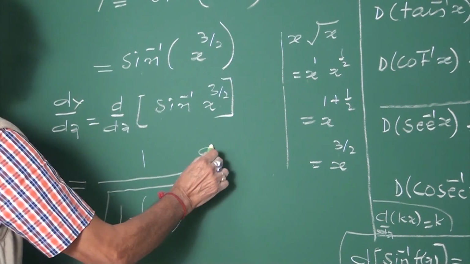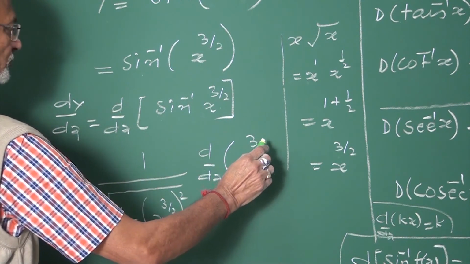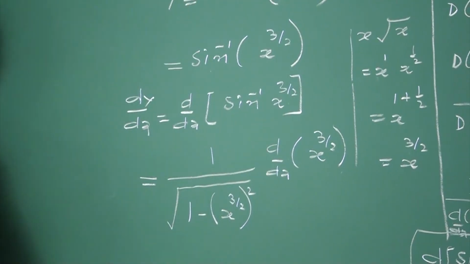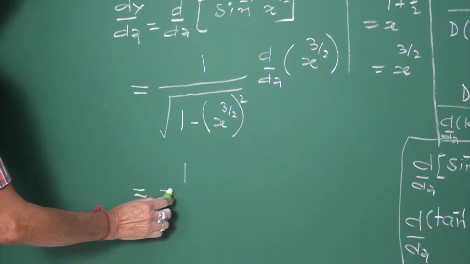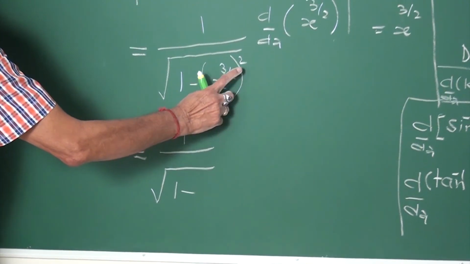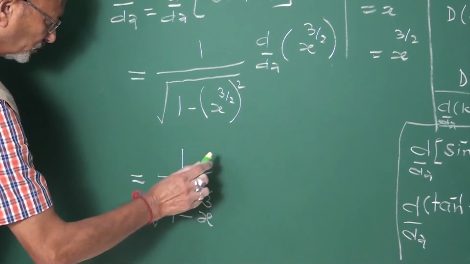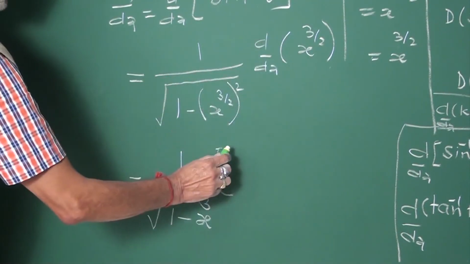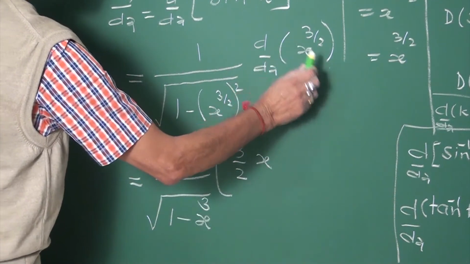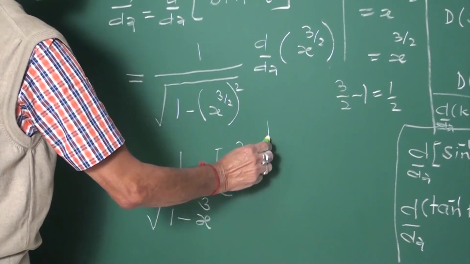Is it x? No sir. Write its derivative: x to the power 3 by 2, with respect to x. That's the simplification. Friend, 1 upon square root 1 minus... the 2 in the denominator cancels with the 2 above, and we are left with x cube there, into x to the power n into x to the power n minus 1. It is 3 by 2 minus 1, which is half. Right, my friend, it is half.